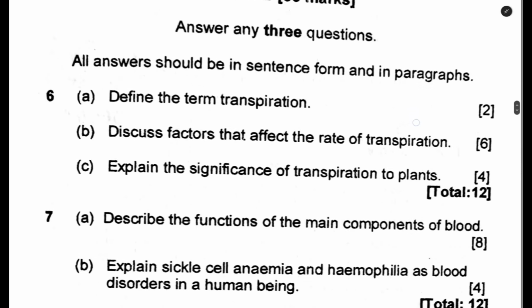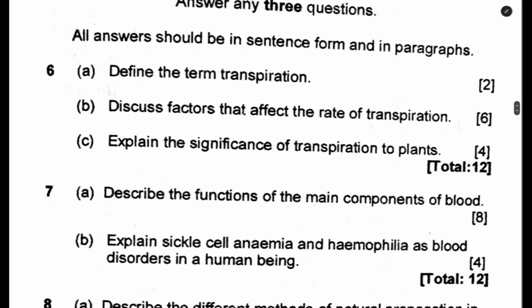Then in this year, what came is 1, define the term transpiration, discuss the factors that affect the rate of transpiration. I don't know if this one came soon. 2024, I think it wasn't there. So for some reason, I feel this part also on transpiration, especially the factors that affect transpiration, you need to know them. Explain the significance of transpiration to plants. Also, this part you need to know. It might come in section A or section B.